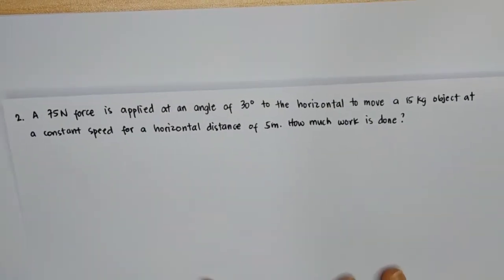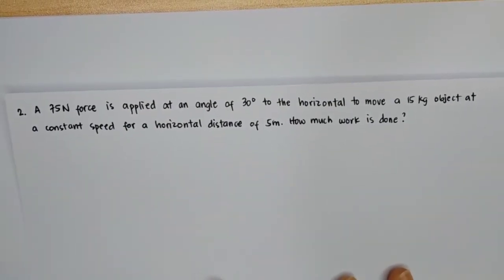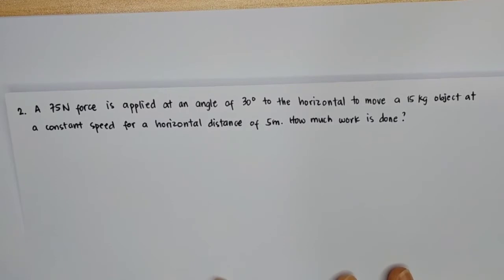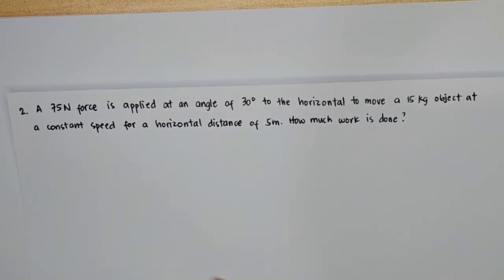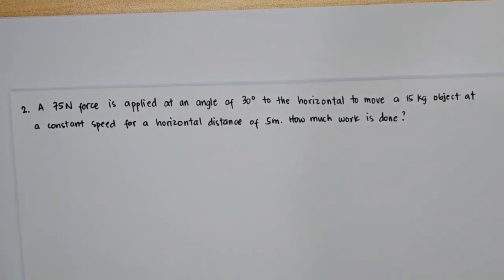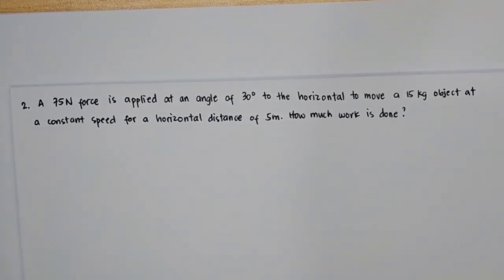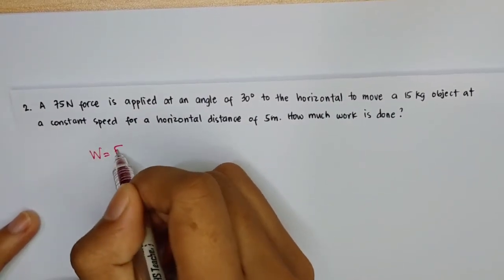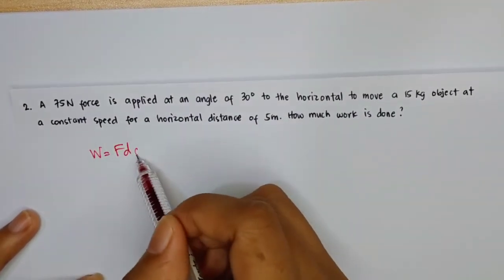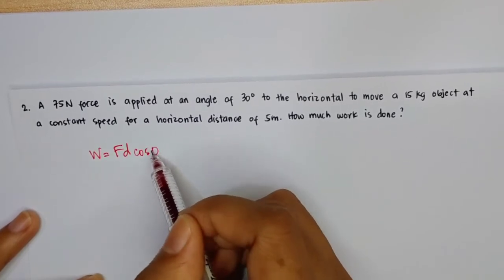Example number 2. A 75 Newton force is applied at an angle of 30 degrees to the horizontal to move a 15 kilogram object at a constant speed for a horizontal distance of 5 meters. So how much work is done? Always take note, whenever we have an angle given, our formula for work will be work is equal to force times distance times cosine theta.